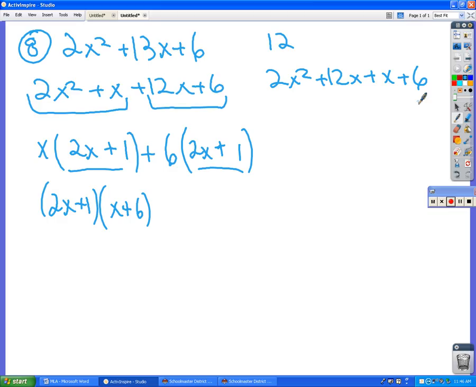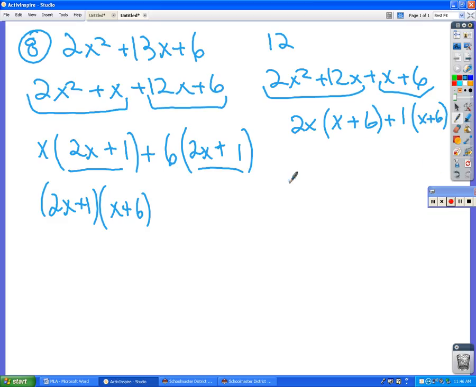Okay, Nate? That's your question also? Okay, so if I'm looking at 2x squared and 12x, what can I take out of both of them? A 2, because 2 goes into them both evenly, and I can take out an x, right? So if I take 2x out of 2x squared, what's left? X. And if I take 2x out of 12x, what's left? 6. Okay? And then what can I take out of those two things? 1. And what's left? X plus 6.